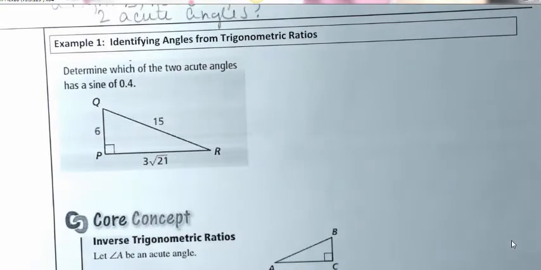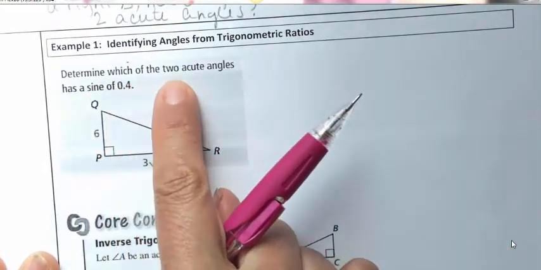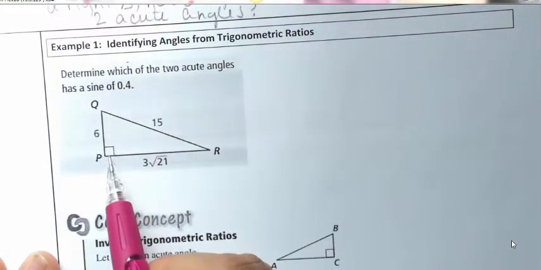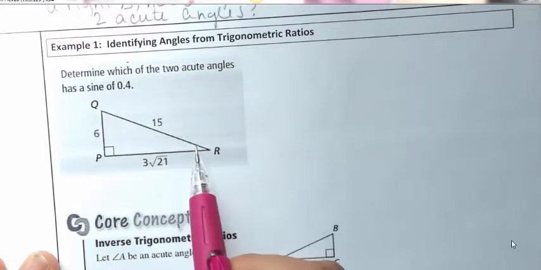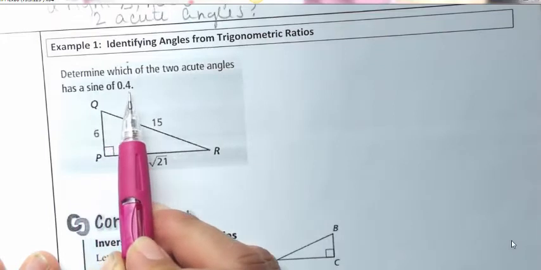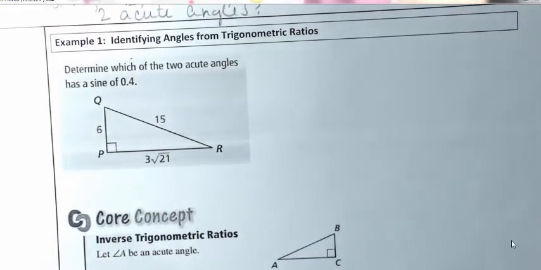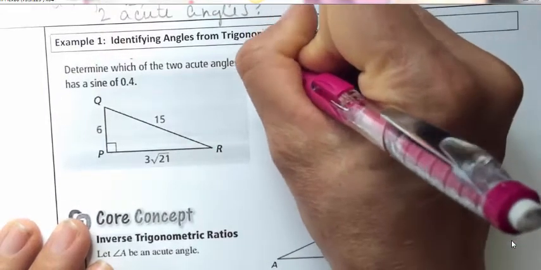Okay, so starting with example 1. Determine which of the two acute angles, remember, we've got one that's a 90-degree angle, so the other two are acute. So which of the two acute angles has a sine of 0.4? Well, in order to do that, I basically have to set up the sine ratio for both acute angles. So why don't we start with sine of q?